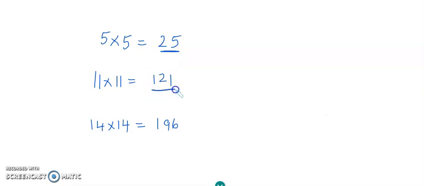Can we say 121 is a perfect square? Yes, because 11 multiplied by itself gives us 121. In the same way, 196 is also a perfect square because 14 is multiplied by itself. Can you tell me which number is multiplied by itself to get 400? Yes, it's 20 multiplied by 20.